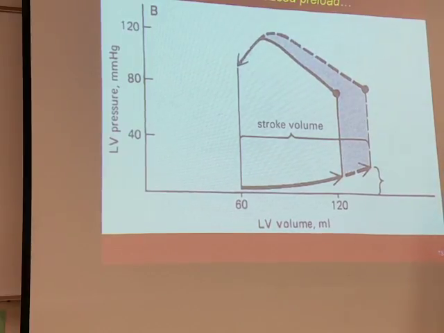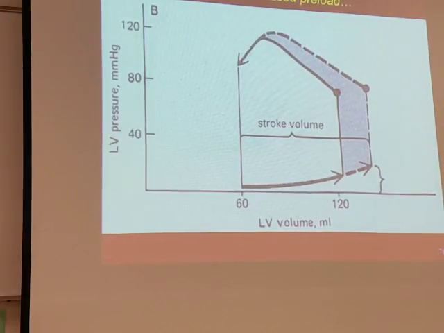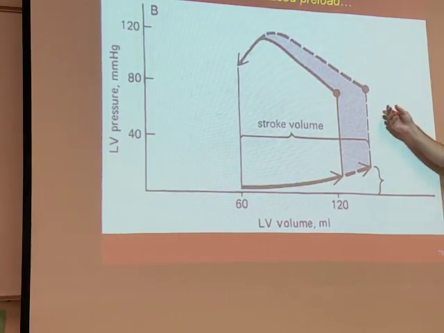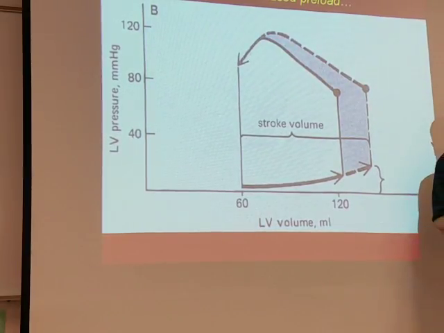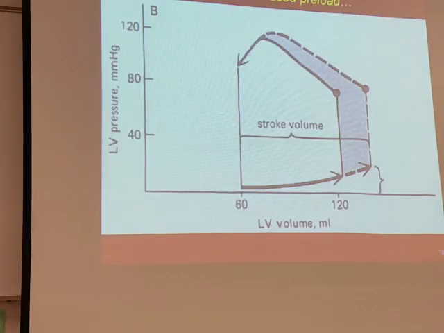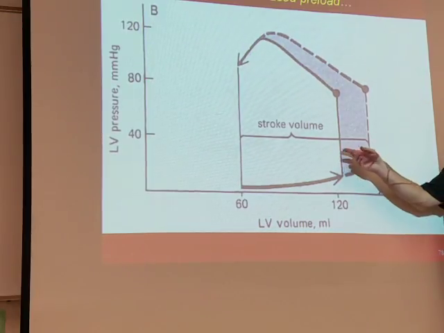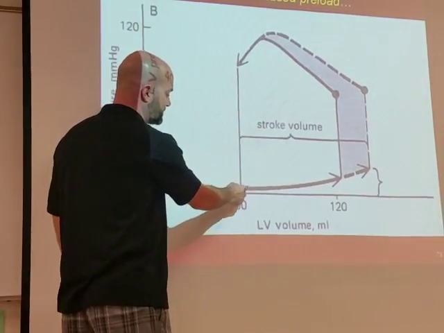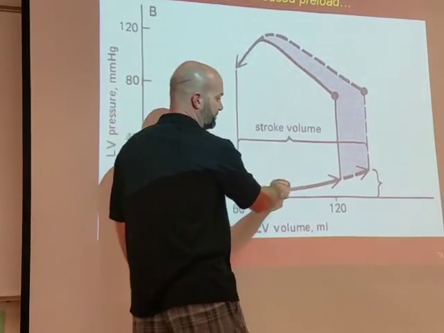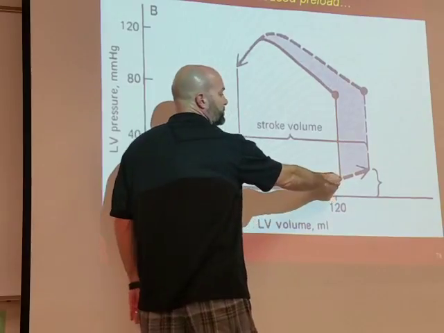All right, so on your handout, the next pressure volume loop. It's really two loops superimposed on each other. And we're trying to figure out what has changed. There are three possibilities: preload, afterload, contractility. So the way to read this, start here. You have 60 ESV, you fill, you end with 120 EDV.